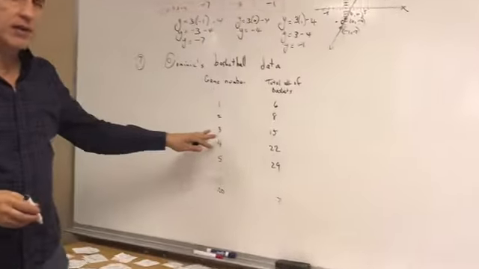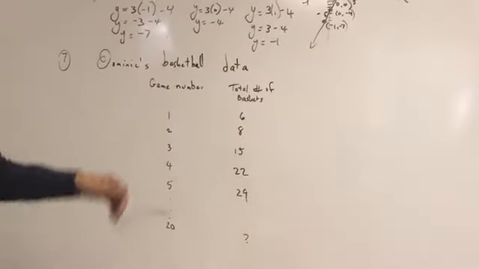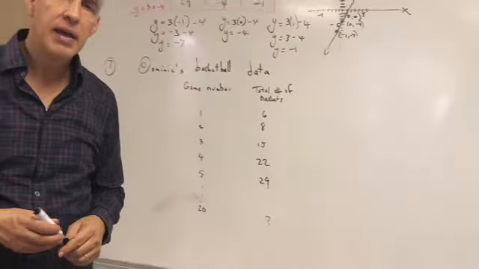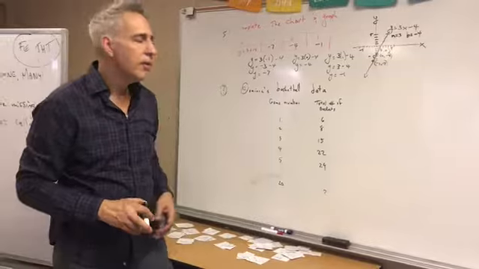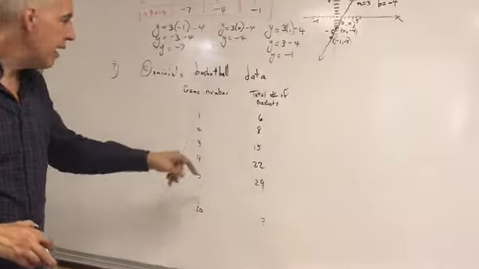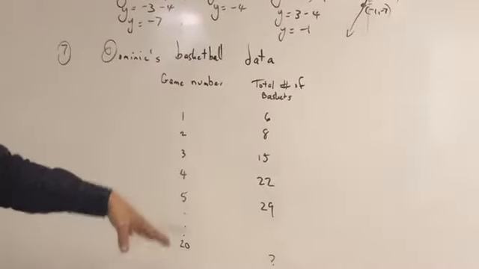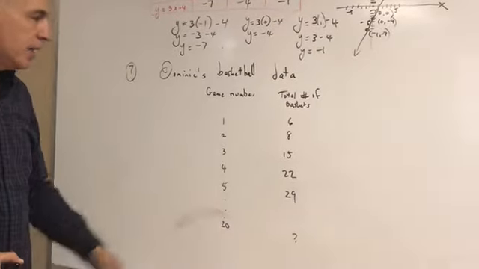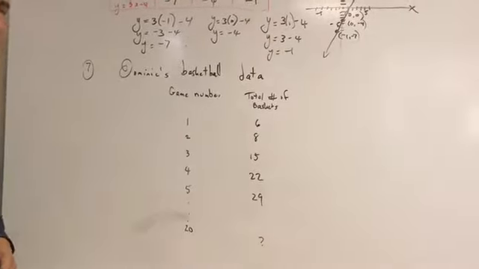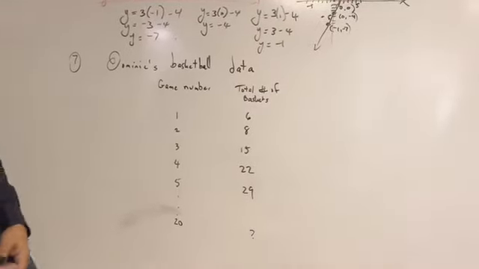This one is related to graphing. It's about Dominic's baseball data. And yes, it's NBA time for those of you who like NBA. It's playoffs. And let's say we got a guy named Dominic, and he is playing a bunch of games this year. Game number 1, 2, 3, 4, 5. It shows the total number of baskets that he scores in those games. And we look for a pattern.